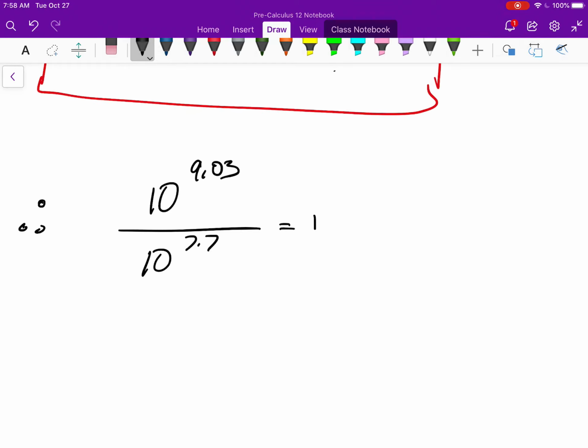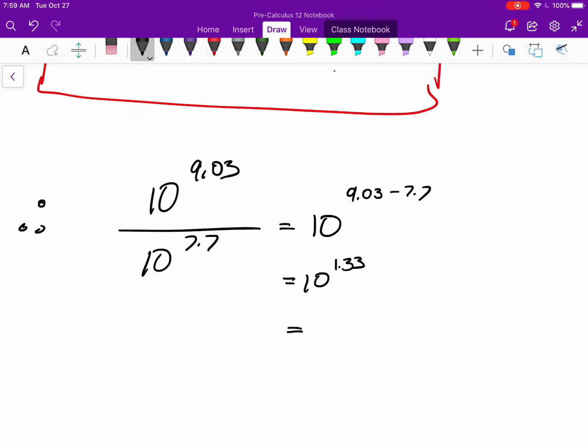But I am dividing two powers of the exact same base. So I can just use my exponent laws and realize this is going to be the same as 10 to the power of 9.03 minus 7.7. Or I believe that's 3.3. I don't want to make a silly mistake. Sorry, 1.33. What am I doing? Hold on. Yeah, 1.33. Okay. And so again, 10 to the power of 1.33 is what I need to simplify.